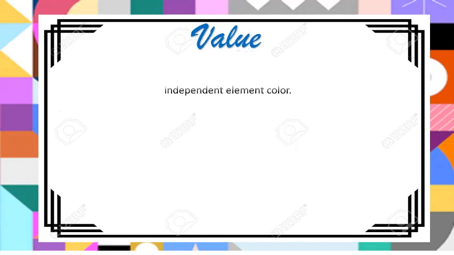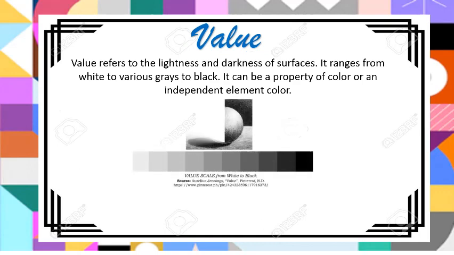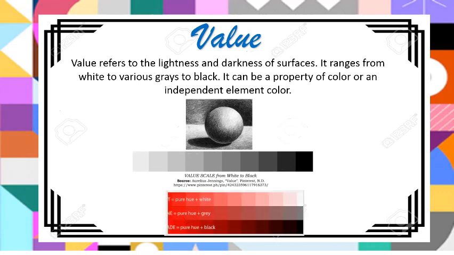Next, we have value. Value refers to the lightness and darkness of the surface. It ranges from white to various shades to black. It has the property of color or is an independent element of color. It can be from the various shades of black to gray or color. Color.